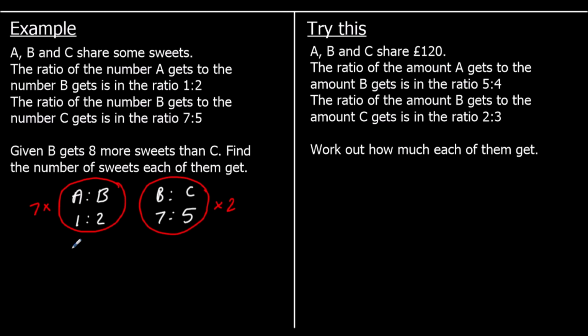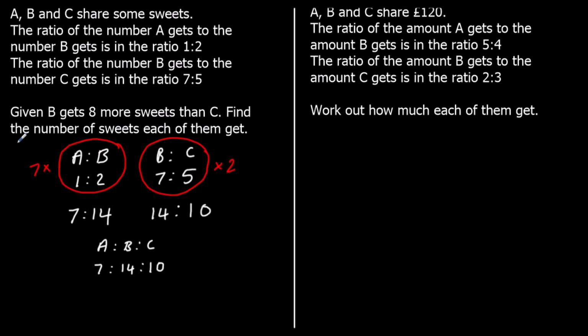So A to B is 7 to 14. And B to C, I'm doubling, it'll be 14 to 10. So B's the same, so we can put these ratios together. A to B to C is 7 to 14 to 10. Now let's answer this question.